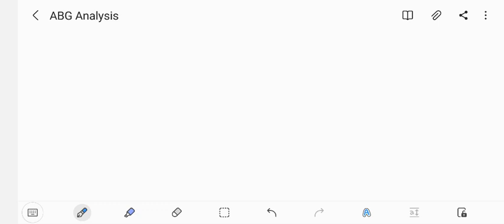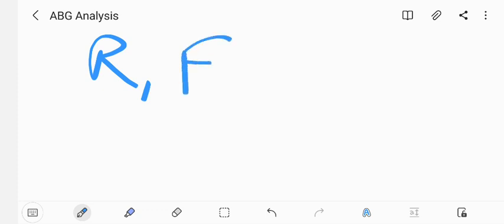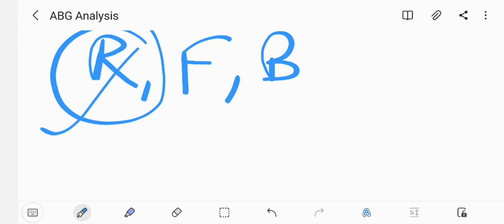It can be performed from any of your arteries, like the radial artery, the femoral artery, or the brachial artery. These are some accessible arteries. You can do it from any one of these. I always prefer the radial artery over the femoral artery. Okay, so now see how to perform it.